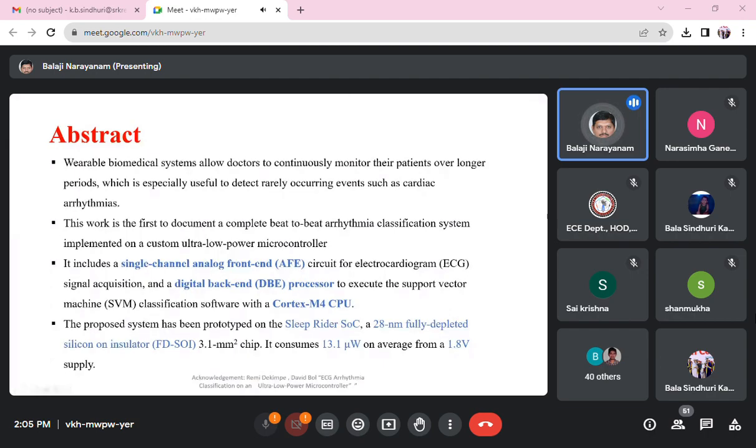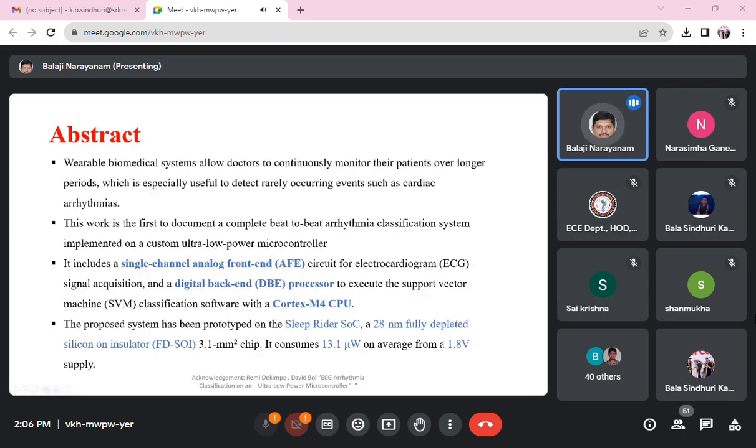So this is the work first to document a complete beat-to-beat arrhythmia classification system based on a custom ultra low power microcontroller. Though here I am saying ultra low power microcontroller, the same can be implemented using an FPGA, a field programmable gate array, or it can be done on an ASIC. So that's the reason why I have chosen this topic, so that the same experimentation can be extended for the FPGA, or it can be done on an ASIC. So that is the idea.